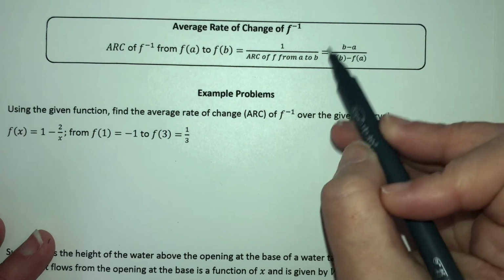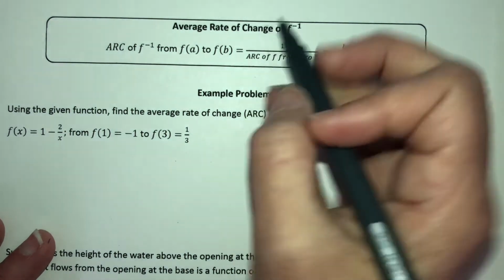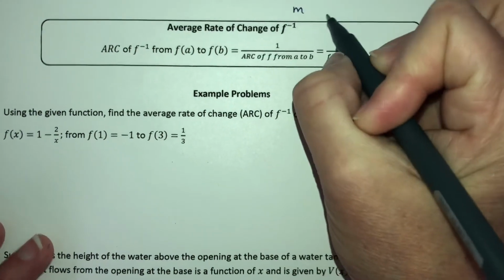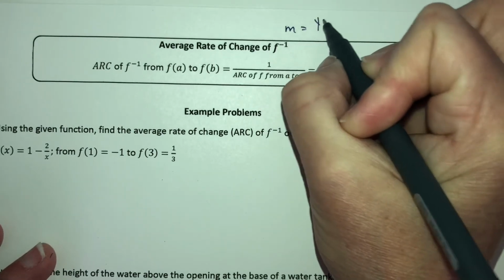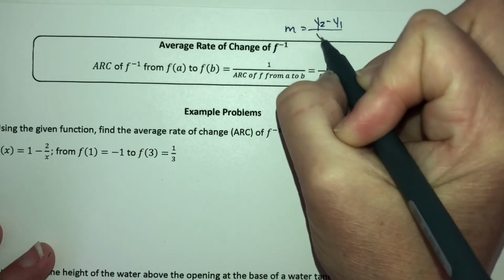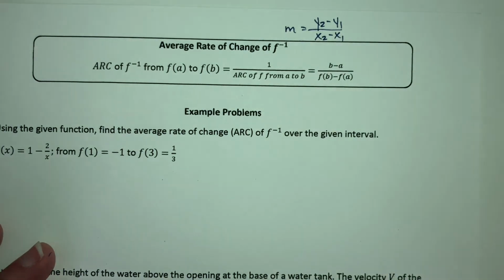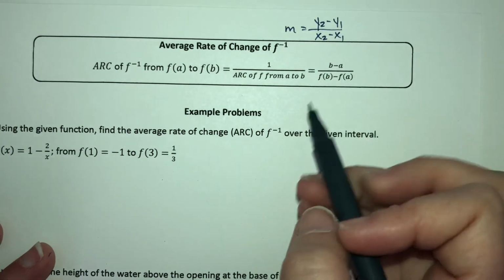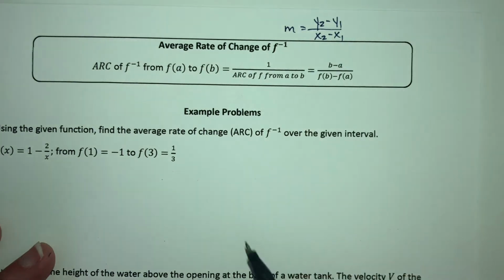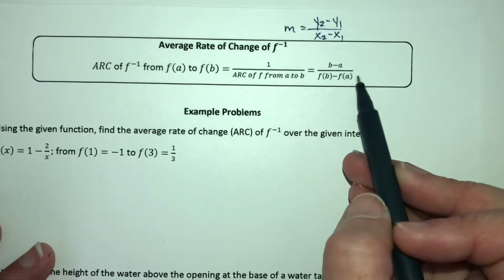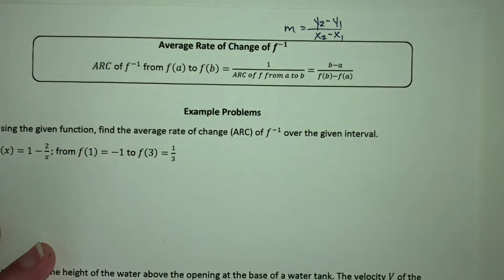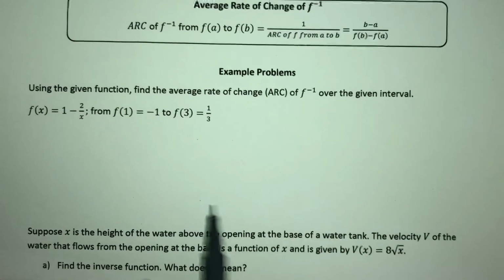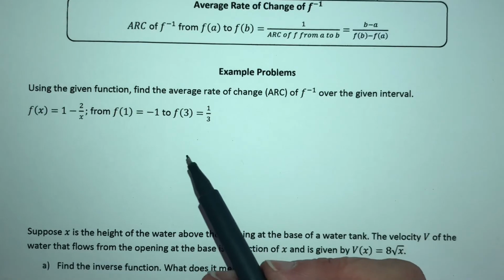Remember that the average rate of change is essentially our slope formula, which was y2 minus y1 over x2 minus x1. And if you switch your x's and y's, then your x values are on the top, and then your y values or your function values are on the bottom. That's really all that's happening here. So let's use this function and this information to find the average rate of change over the given interval.